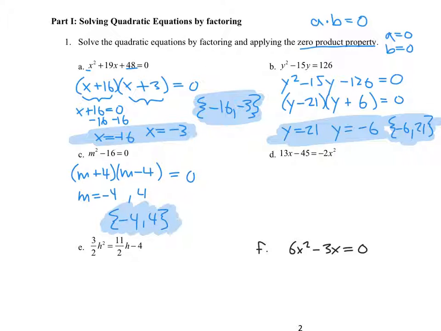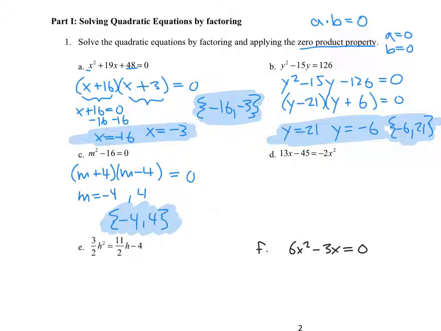And in the next one, we don't have 0 on one side. We could either move the 13x and the minus 45 over to the right side, or we could move negative 2x squared to the left side. I would recommend moving negative 2x squared over to the left side so that it becomes positive, because when we factor, it's much easier if our leading coefficient is positive. So I want the coefficient of x squared to be positive.